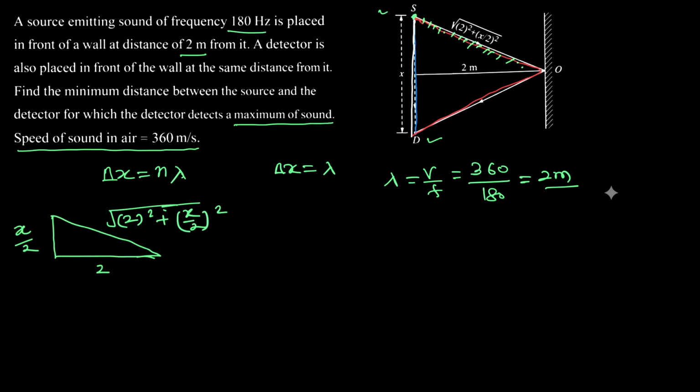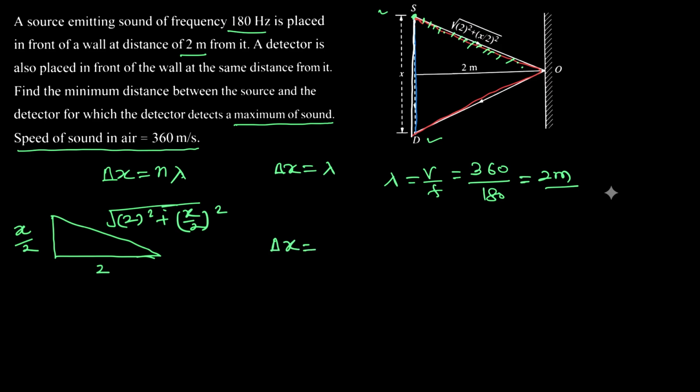But this distance is twice, meaning this distance is here and this distance is also here. After striking, if it has to reach point D, it has to cover S to O, then O to D. Directly, if it is going, it has to cover only the distance S to D, that is X. So if I find the path difference, what should it be?